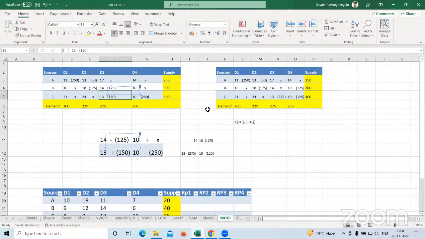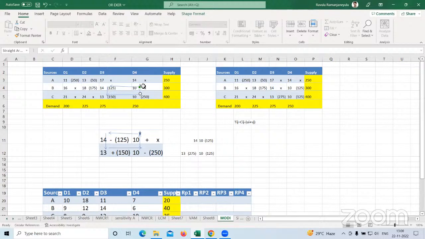If you apply the total transportation cost, we got a negative here. I made a star here. That means here we got a negative. We made a loop, plus minus, we made it. And in the minus sign cells, the least number of units are subtracted and added to this.